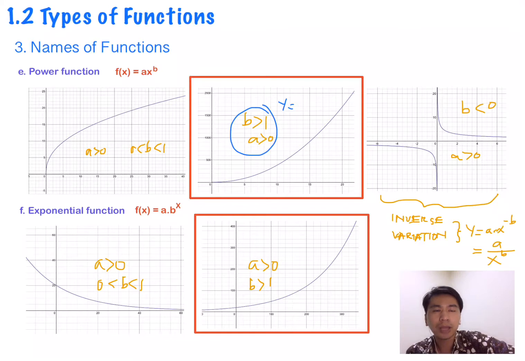If the power function is equal to a times x to the power of b, a is greater than 0, so I'll pick a number, let's say 4, and then times x to the power of b. b is greater than 1, I'll pick to the power of 3 or 2. So when I set y equal to 4 times x to the power of 3, if x is equal to 0, then y will also be 0. That's why you have it from the origin point.